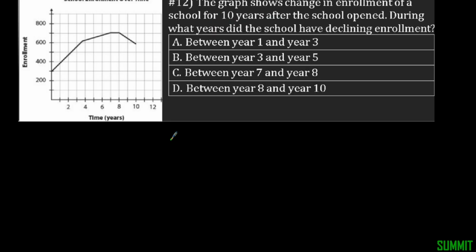Then moving to the back of this page, for number 12, the graph shows change in enrollment of a school for 10 years after the school opened. During what years did the school have a declining enrollment? So we're looking for where it's declining, meaning it's decreasing. If we look at this curve, from right here to here, this is going to be increasing. This is also increasing. This is no change. And then from this point to this point, this is what we're looking for. This is the decreasing.